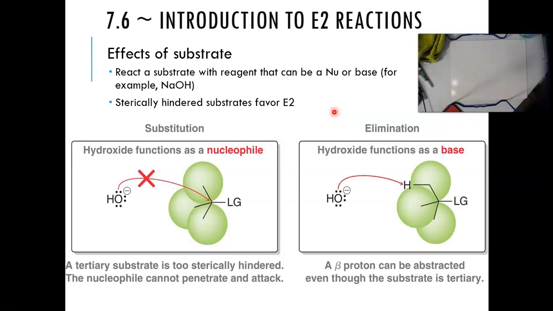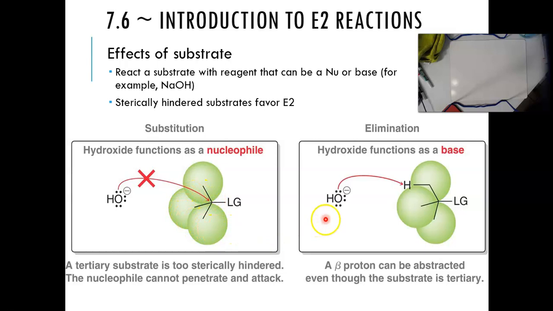I've also talked about how a lot of reagents can act as a nucleophile and as a base. The example being used here is hydroxide, and it can do both functions. When this situation occurs, our SN2 and E2 pathways are in competition with each other. When we try to use hydroxide as a nucleophile going down that SN2 pathway, it gets blocked. There are too many substituents in the way.